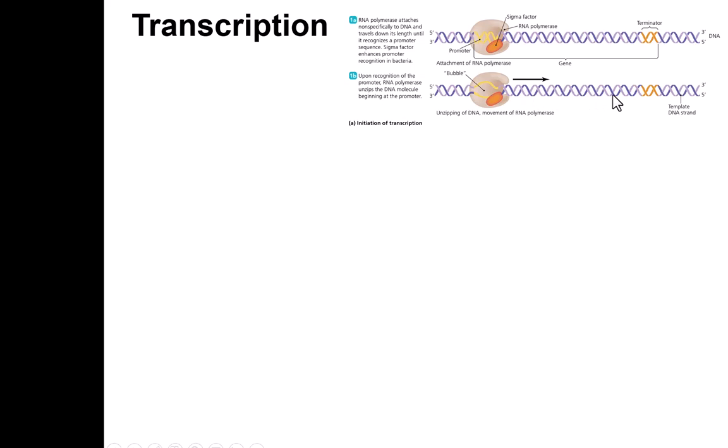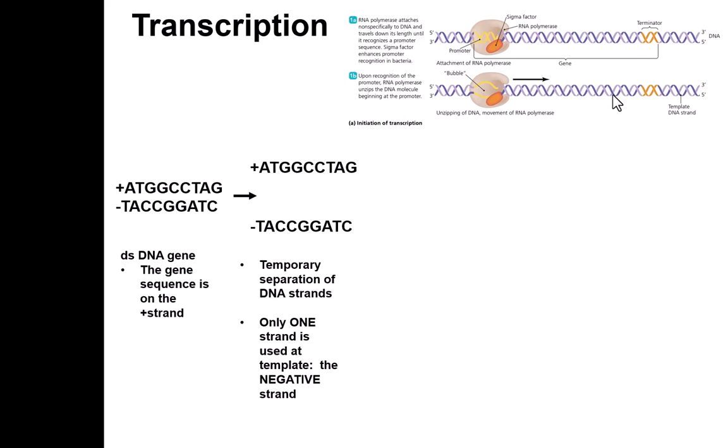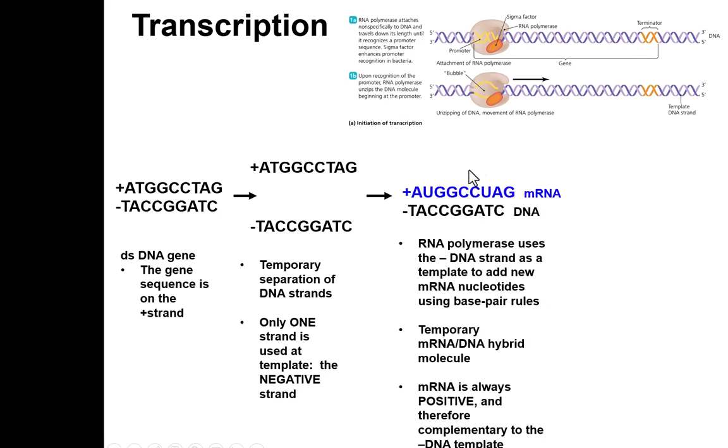But what does this look like using sequences? So let's go back to our DNA molecule here. This is the one we saw earlier, our double-stranded DNA molecule. This is the gene. The gene, more specifically, is on the positive strand of the DNA. So temporarily, that double-stranded DNA has to separate, and only one of these strands is going to be used as our template. Which strand? The answer is the negative strand, and you will see why in a second. That negative strand of DNA is what the RNA polymerase is going to read and use base pairing rules to put together the messenger RNA.